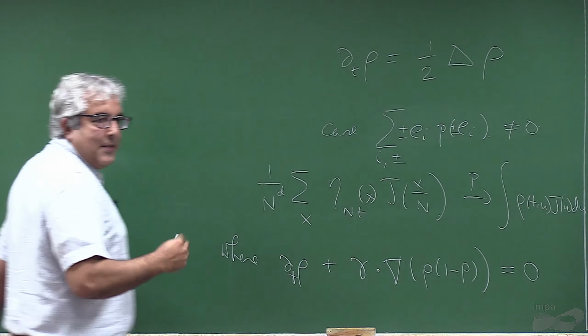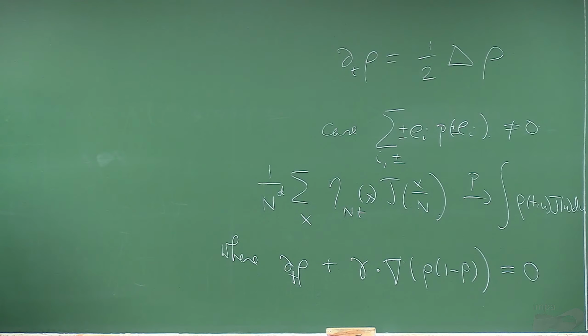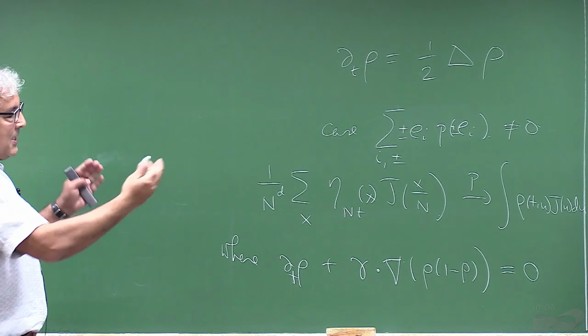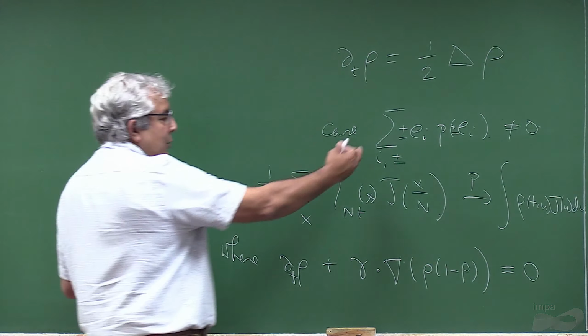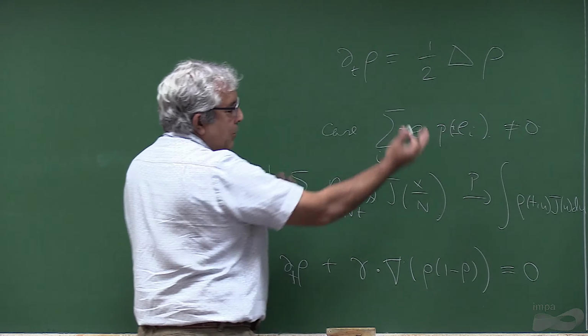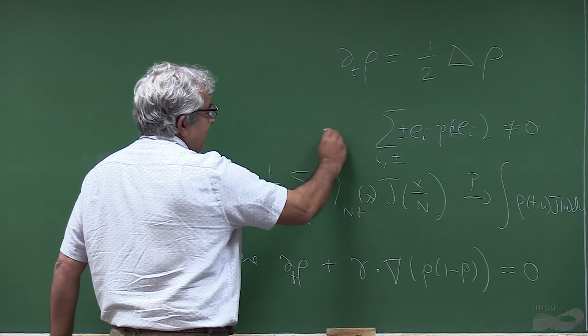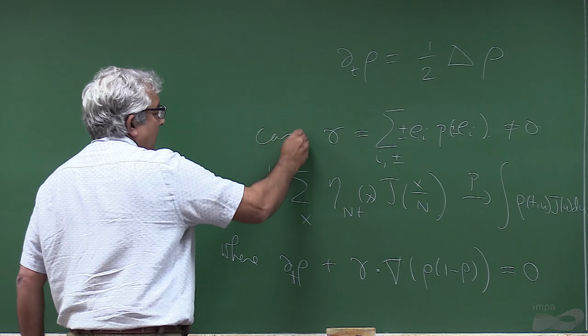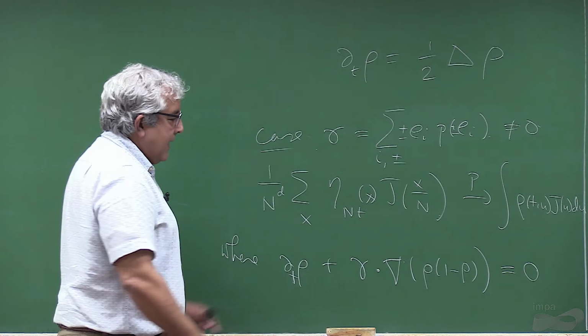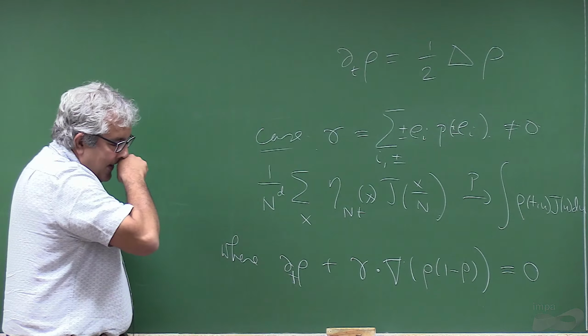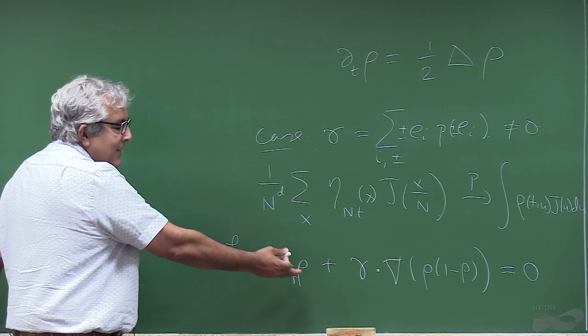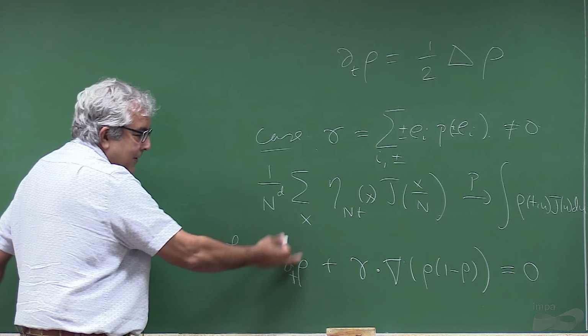So in that case, when there's a drift, in one dimension, this would be p minus q, which is non-zero. Let's call this gamma. This is a vector, and so this would be the hydrodynamic equation. We'll see this later in the talk.